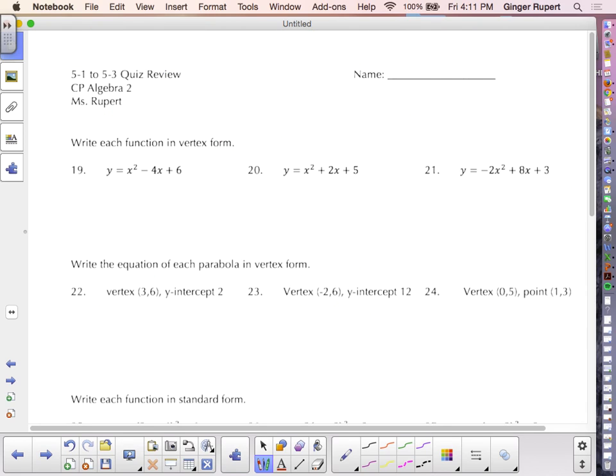Let's take a look at number 19. It says write each function in vertex form. In order to write this in vertex form, you're going to have to find the vertex. So again, we're going to use minus b over 2a. So minus negative 4 over 2 times 1. That's going to give me 4 divided by 2, which is 2. That's the x-coordinate.